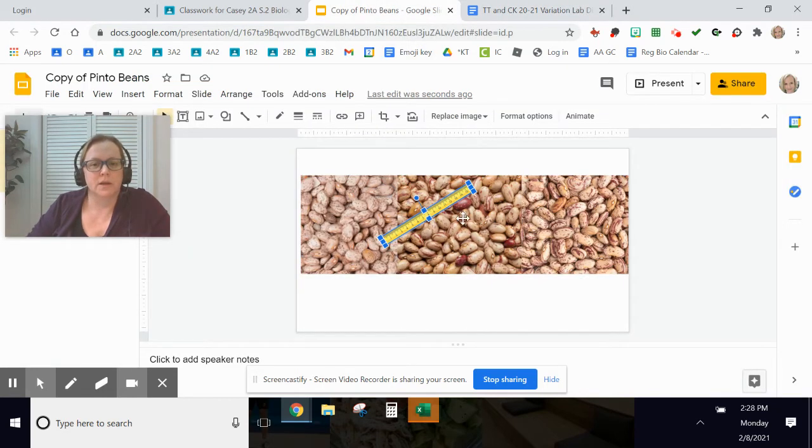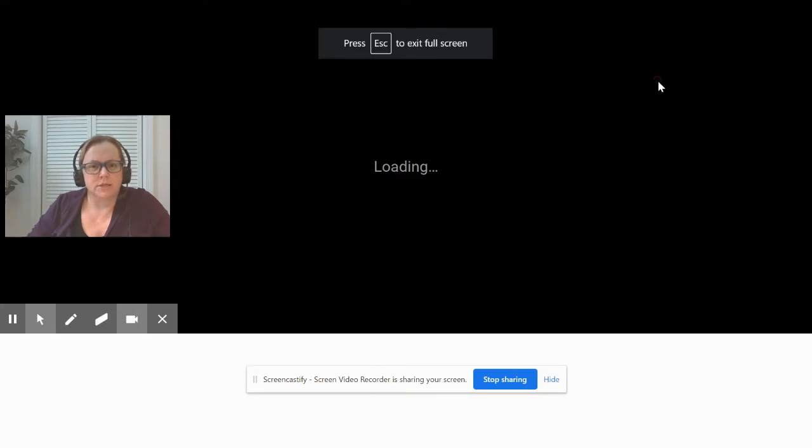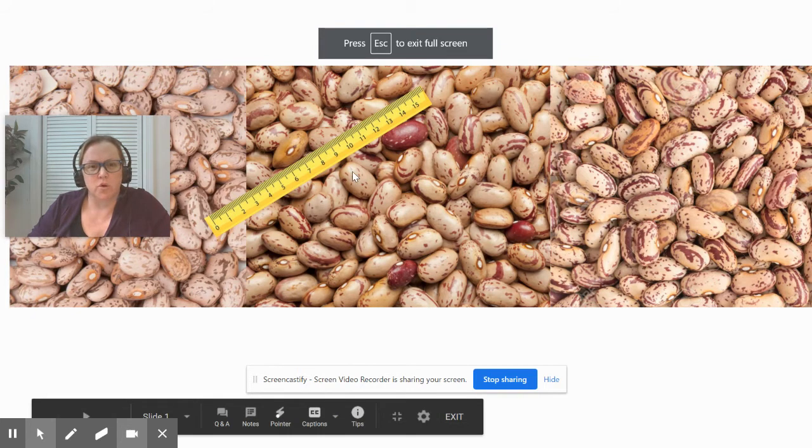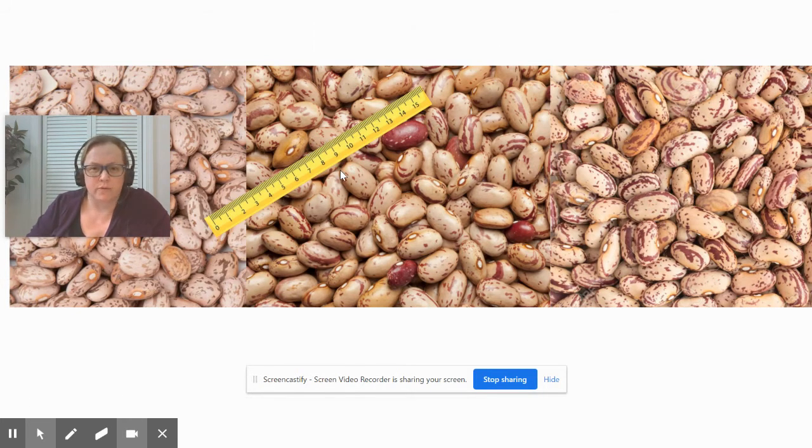What you should do when you're doing this is take your screen and put it in present mode. You can't move the ruler in present mode. However, you can pick out a bean that you would like to measure. And I recommend finding one where you can see the hot dog length and the hamburger length pretty well. So I'm going to pick this bean right over here.